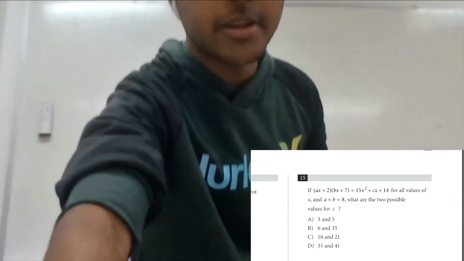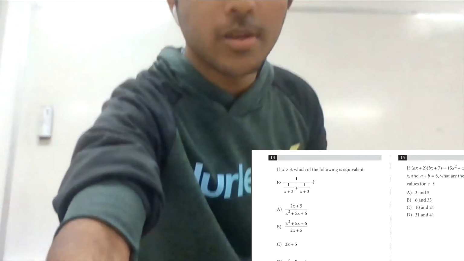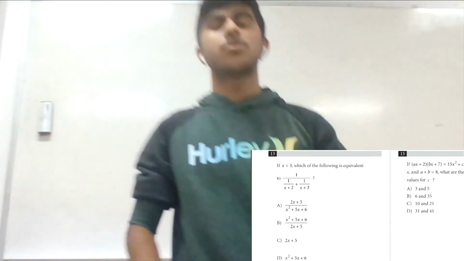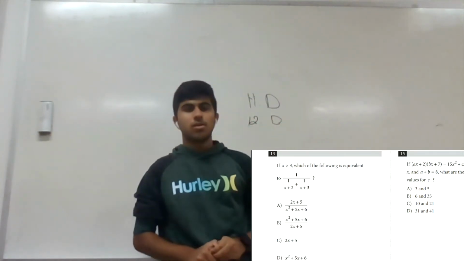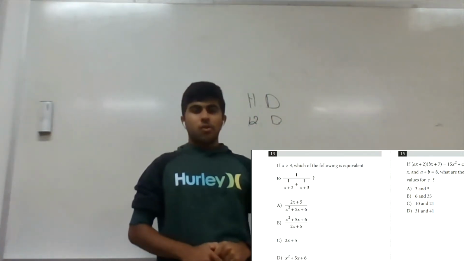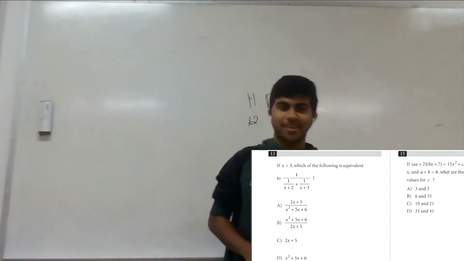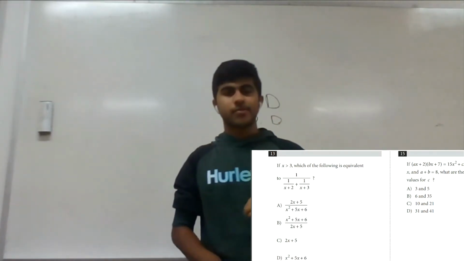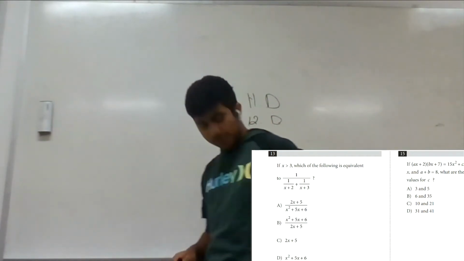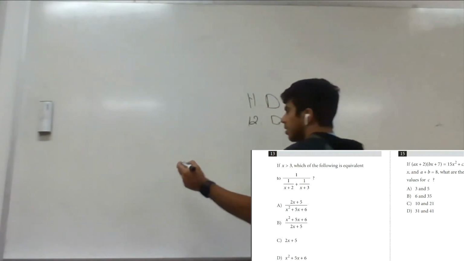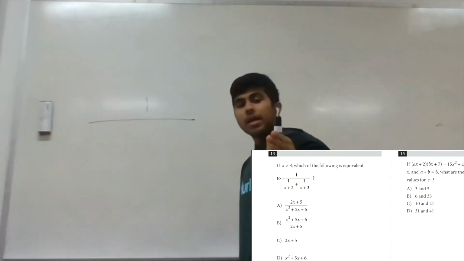And we move on to the next question. Oh, I have to go to the next page. Question number 13. Let's zoom out a little bit. If x is greater than 3, which of the following is equivalent to 1 over 1 over x plus 2 plus 1 over x plus 3? Wow, look at that. Okay, what do we have here? So what we have is 1 over that mess.